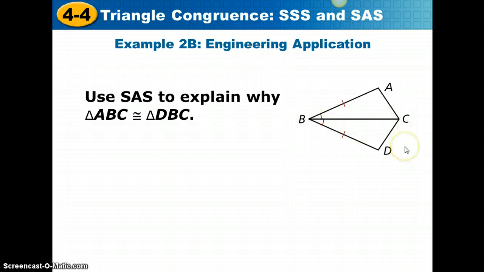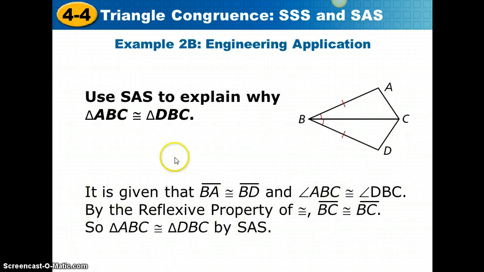If you said the reflexive property, you are correct. So we are given that the included angle is congruent to the other included angle, and that AB is congruent to DB, and by the reflexive property, BC is congruent to itself, so these triangles are congruent by side angle side.